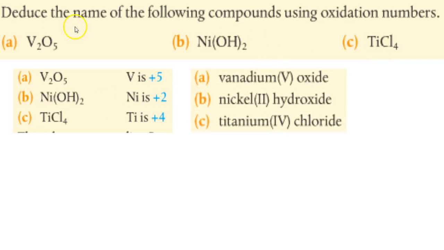Now let's name these. The charge is 5, so it's vanadium oxide with a Roman numeral 5. Nickel is +2, and so we're going to put a 2 nickel hydroxide. Titanium is 4, and so we're going to put 4 titanium chloride.